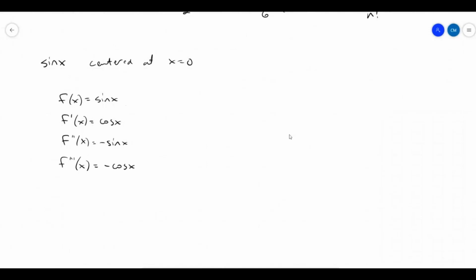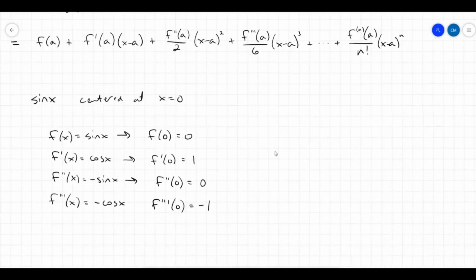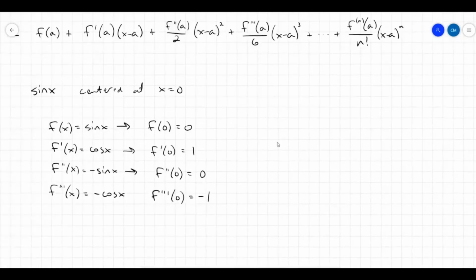And then just thinking about what all these are when you plug in actual numbers, right? When you plug in 0. What is f of 0? F of 0 is 0. What is f prime of 0? It's 1. What is f double prime of 0? It's 0 again, sorry. And then what is the third derivative at 0? It's negative 1. So these are the coefficients, okay? And if you think about the formula that we just got up here, look at what this formula is going to produce, right?